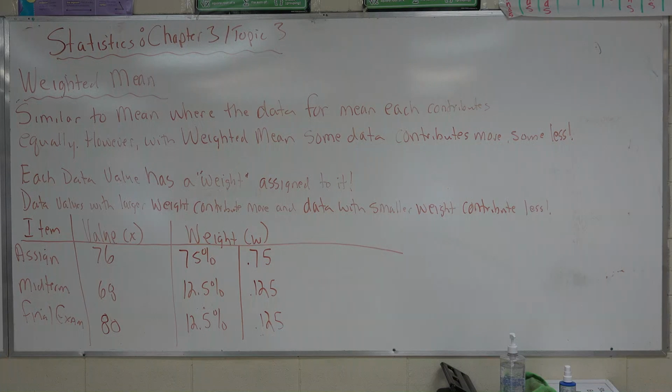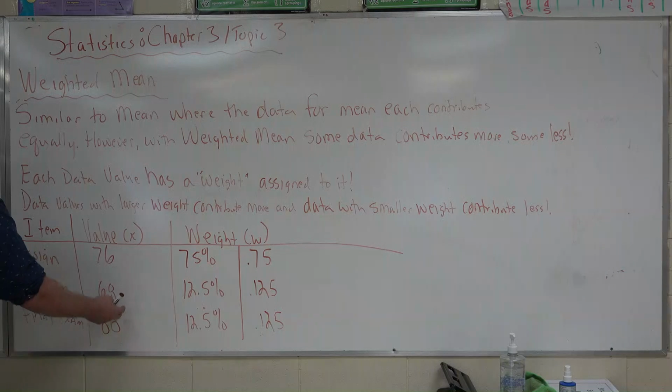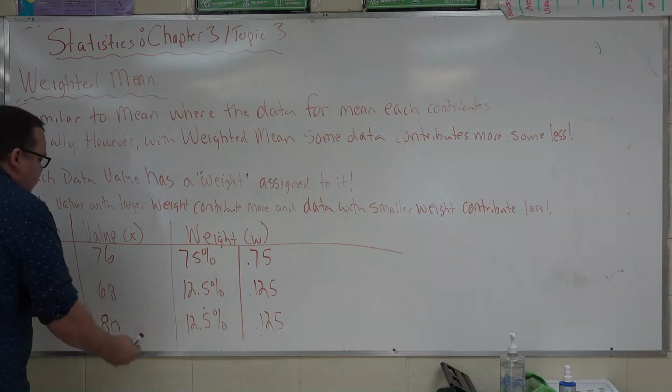So what we needed to do for this question, and for a few other ones coming up in your assignments, is create a table. The table will have assignments as an item, midterm, final exam. What you achieved is known as your value, or X. You achieved 76 on assignments, 68 on the midterm, and a final exam of 80.